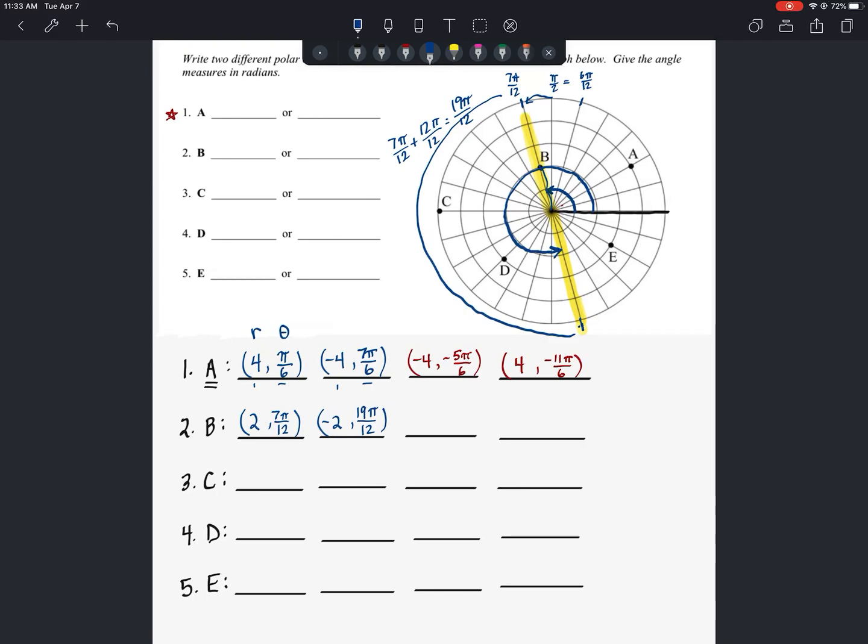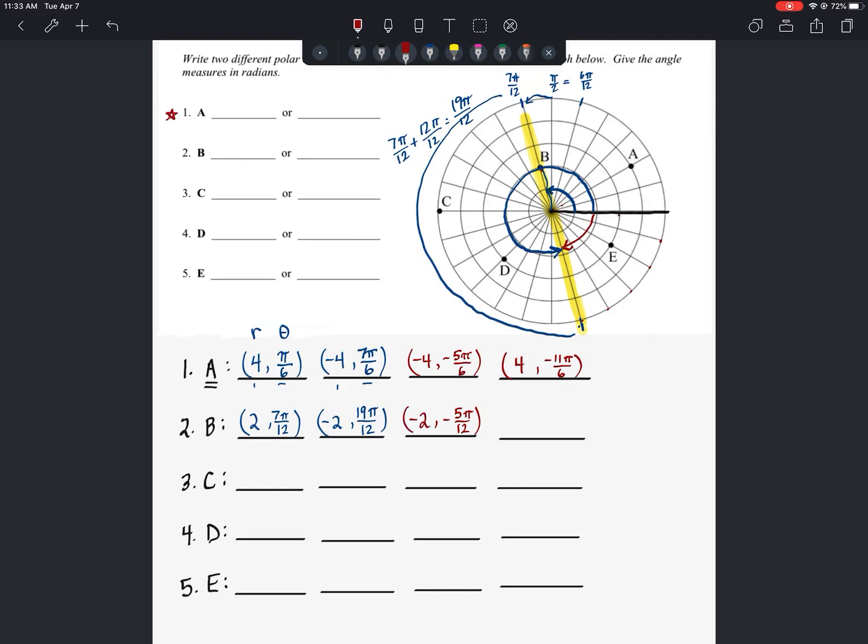Hopefully you're starting to see how these are working, if you were confused. So now let's do one of the negative angles. If we started here and went backwards in this direction and got to here, we've got a negative angle, and if we counted it, 1, 2, 3, 4, 5 twelfths. So we've got a negative 5 pi twelfths. And our radius value, because it's on the opposite side, would be the negative 2 on this one.